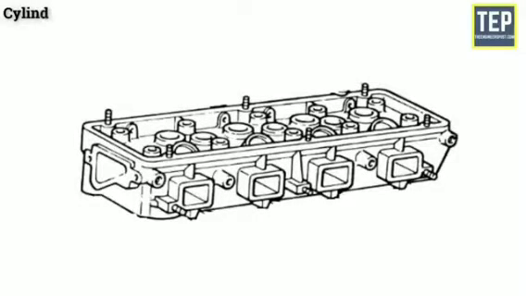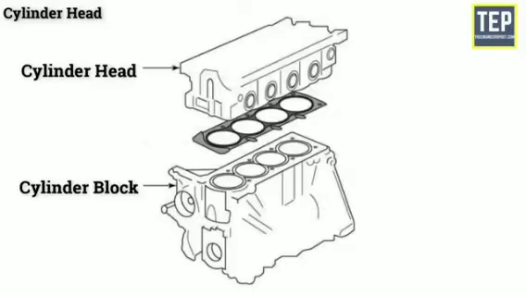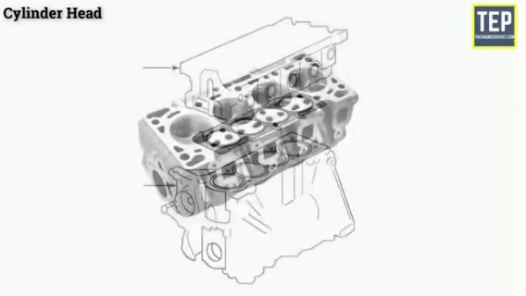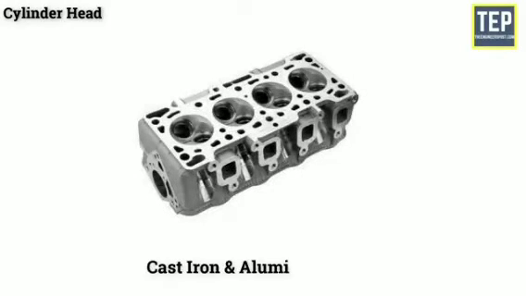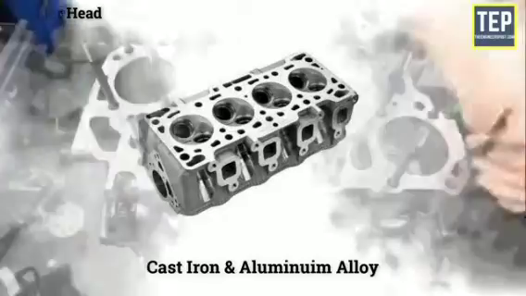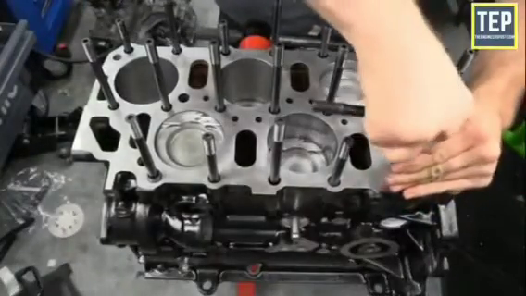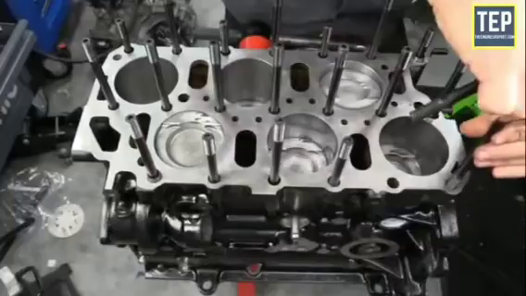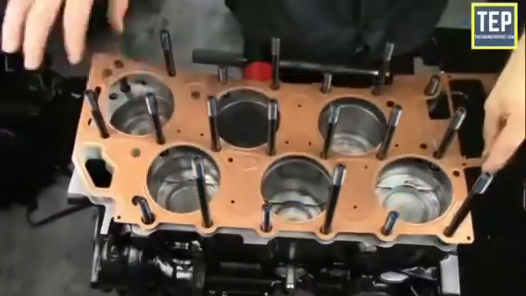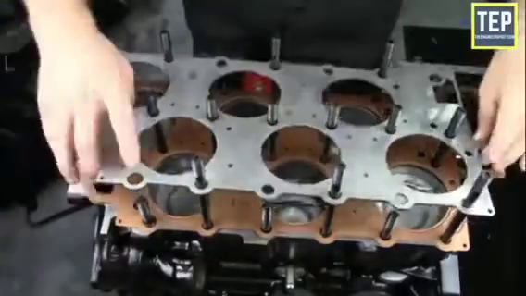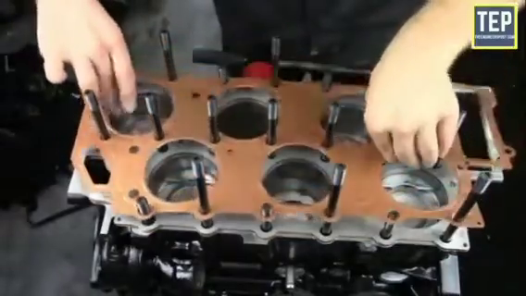Cylinder head. The cylinder head is another main part of an engine. It is a joint between the cylinder head and cylinder block. It is usually made of cast iron and aluminium alloy. The cylinder head is attached to the cylinder block using studs fixed to the block. Gaskets are used to provide a tight, leak-proof joint between the head and block.